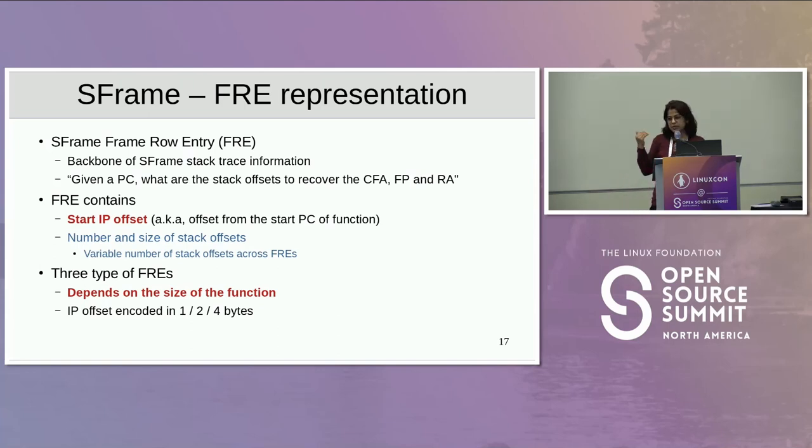As you can see, the function sizes may be different, so you don't need as many bytes to encode the start IP offset. This is one space-saving optimization: in the SFrame format, you have three different kinds of FRE representations, and you can use one over the other depending on the size of that function. And the last thing is, the number and size of stack frame offsets are encoded towards the trailing part of the FRE.